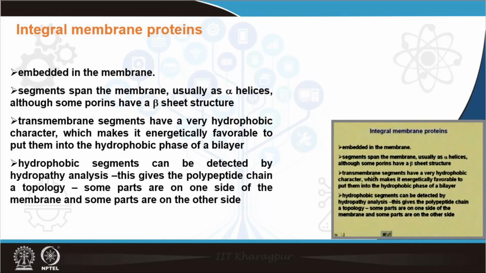The transmembrane segments, we know from our previous classes, have a very hydrophobic character, so there is an energetically favorable interaction with the hydrophobic chains of the lipid bilayer. The hydrophobic segments can be detected by hydropathy analysis, which we have done earlier, and this gives the polypeptide chain a specific orientation, a specific topology, where some parts are on one side of the membrane and some parts on the other side of the membrane. So, this is the property of integral membrane proteins.